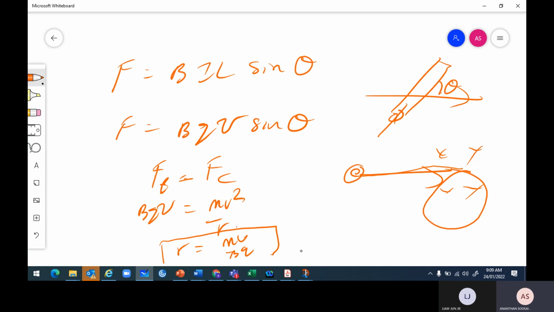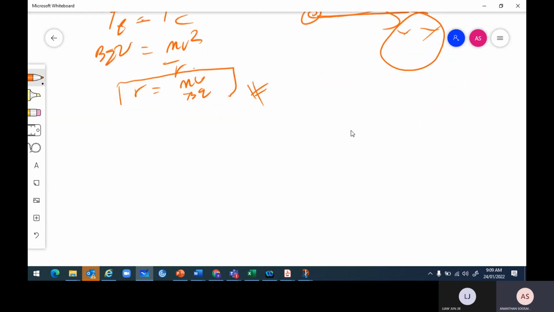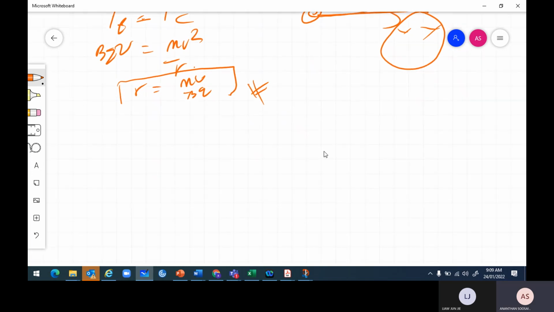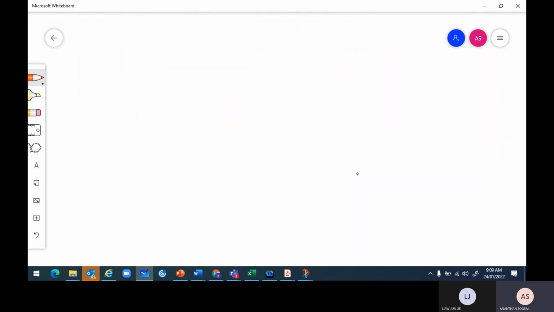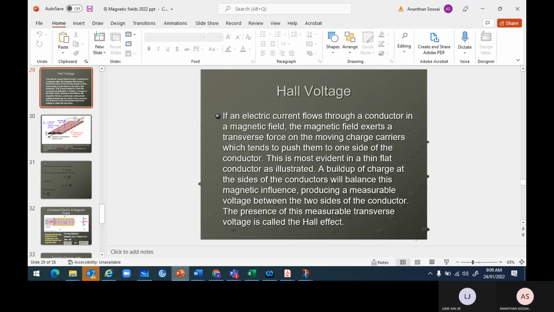Okay, so I think we learned up to here. Today we're going to learn something new called the Hall effect. Maybe some of you might have read about the Hall effect. So the Hall effect causes Hall voltage. This is totally new, never learned before. So let me draw a diagram to explain this. What is Hall voltage?